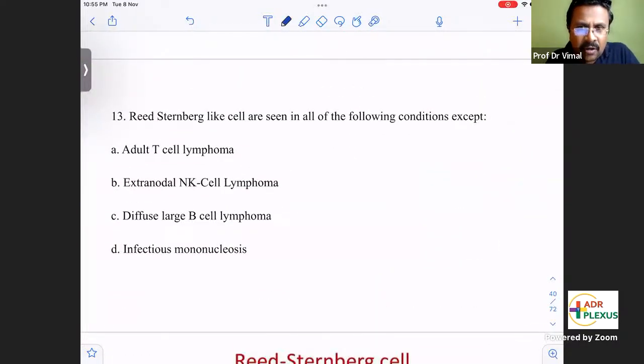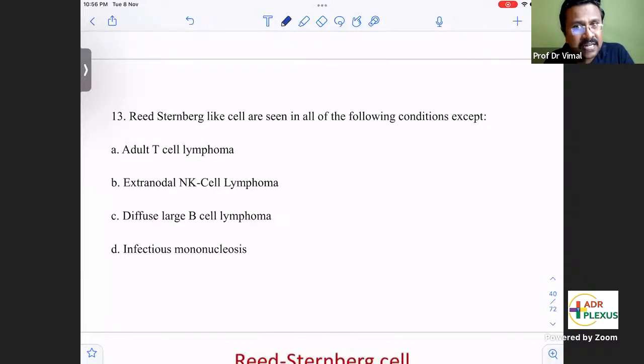Reed-Sternberg-like cells are seen in all of the following conditions except... All of us know the classical morphology of the Reed-Sternberg cell, and that it is seen in Hodgkin's lymphoma. But apart from Hodgkin's lymphoma, in which other conditions will it be seen? Whether it is in adult T-cell lymphoma, extranodal lymphoma, diffuse large B-cell lymphoma, or infectious mononucleosis.